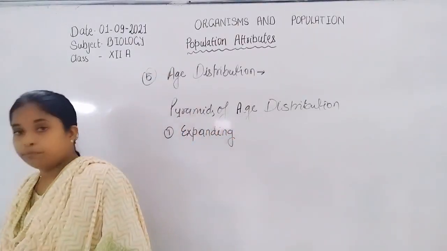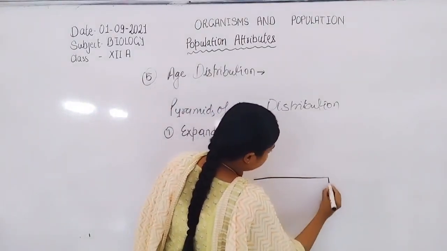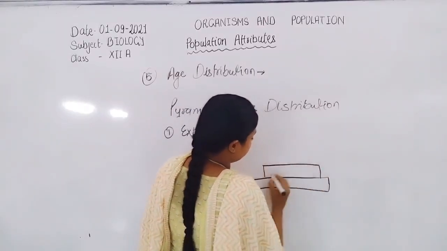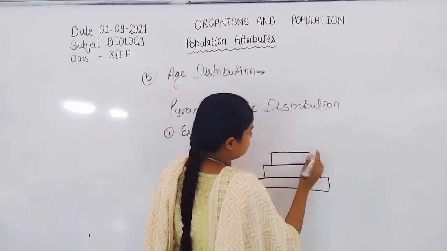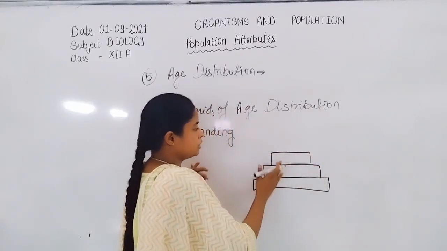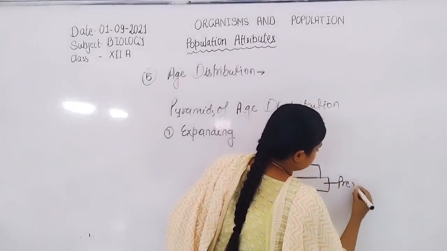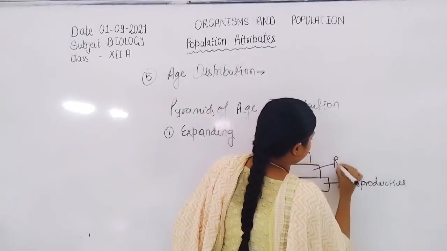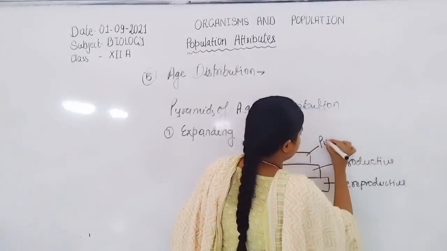In the expanding type of pyramid, the individuals of the pre-reproductive phase are more in number than those of the reproductive phase, and the reproductive phase is again larger in number than the post-reproductive phase.